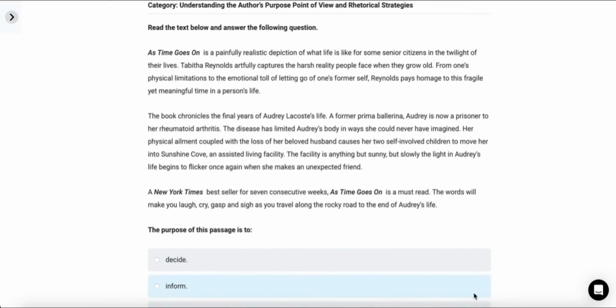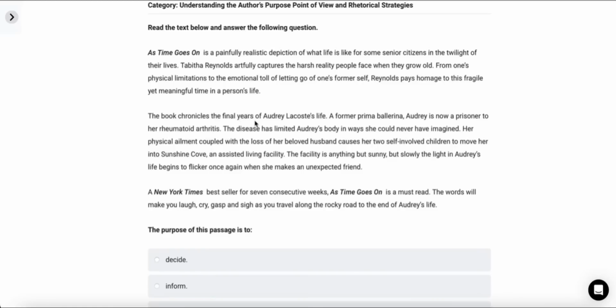Read the text below and answer the following question. As Time Goes On is a painfully realistic depiction of what life is like for some senior citizens in the twilight of their lives. Tabitha Reynolds artfully captures the harsh reality people face when they grow old. From one's physical limitation to the emotional toll of letting go of one's former self, Reynolds pays homage to this fragile yet meaningful time in a person's life.